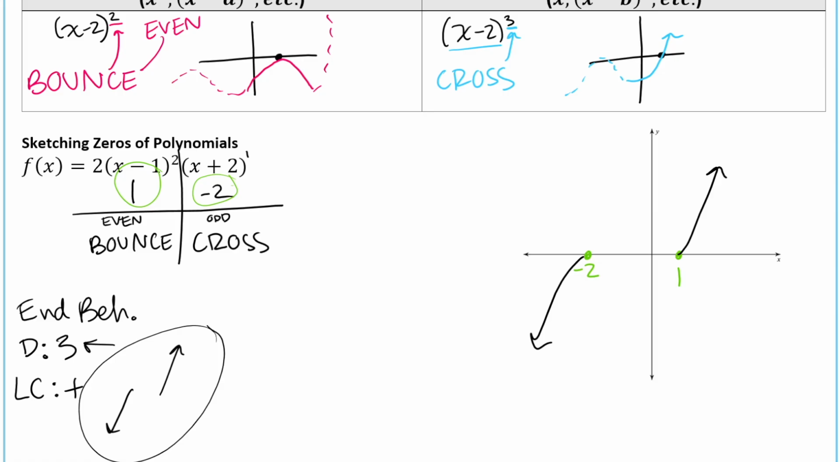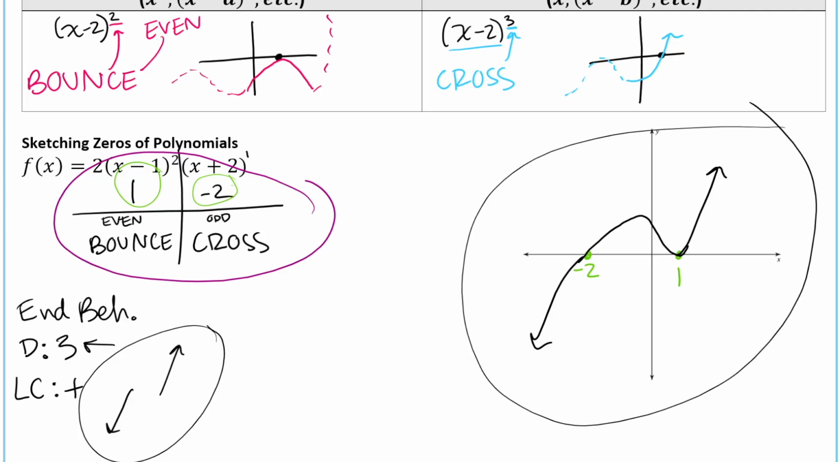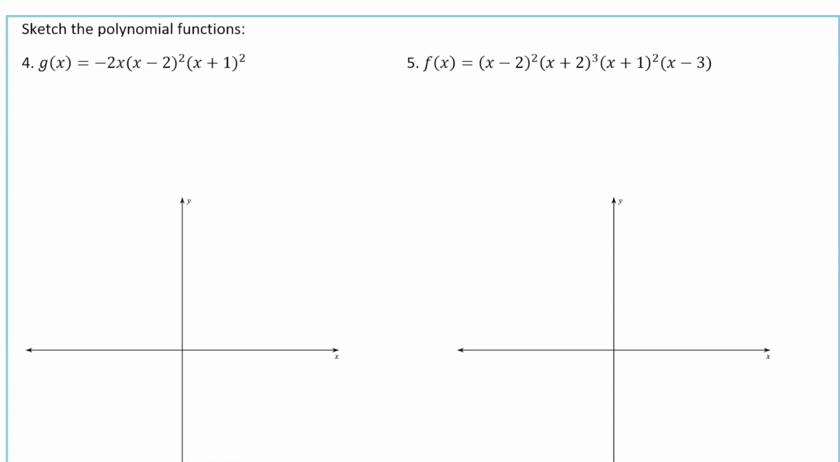Okay, now let's go ahead and take a look at my little notes here. I know at 1 it should bounce, and at negative 2 it should cross. So negative 2 it's going to cross, 1 it's going to bounce. And it's very rough, but that's about what my polynomial should look like when I graph it. All right, so let's keep practicing.